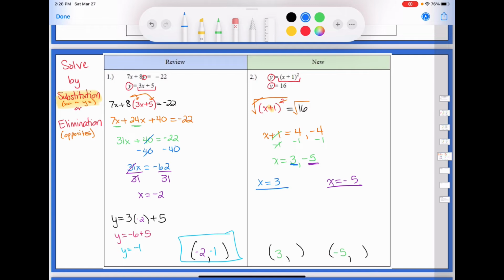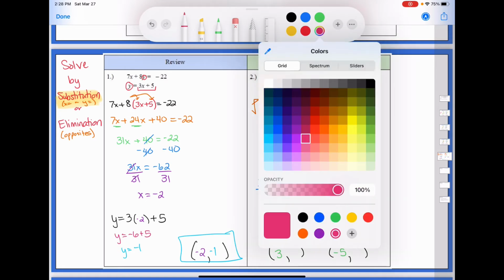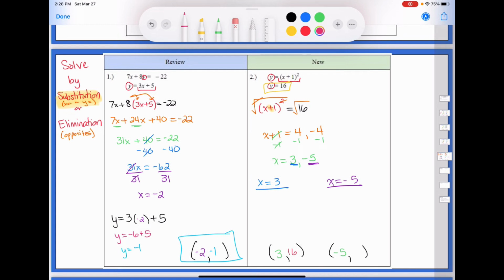Now, the only interesting thing about this one is this bottom equation, y equals 16, right? So in this case, there is no x, so I'm just going to plug in the y must be 16, right? So I could just skip straight to that. So it's (3, 16), (negative 5, 16). Boom, done. Or, technically you can plug into either one. So if you want to see how it would work, you could say, all right, well, that means y equals x plus 1 squared.